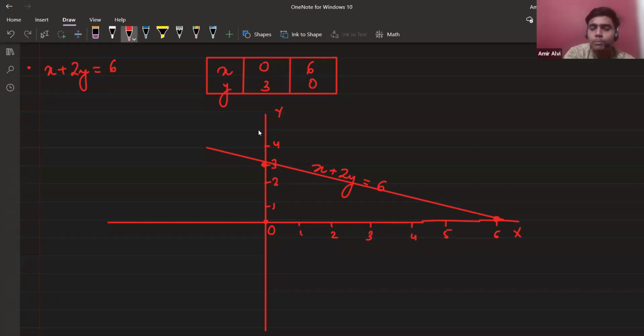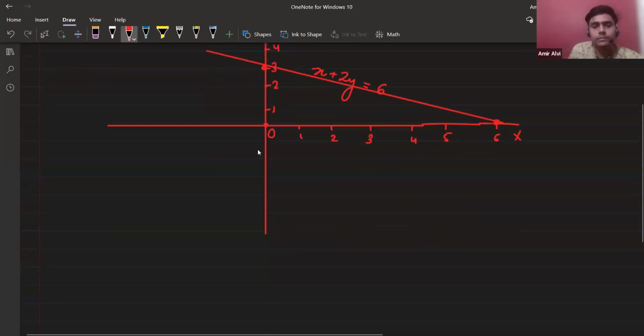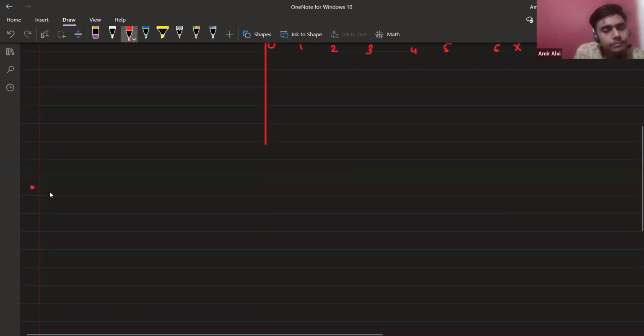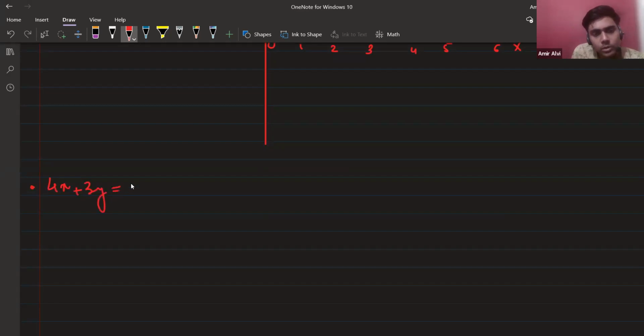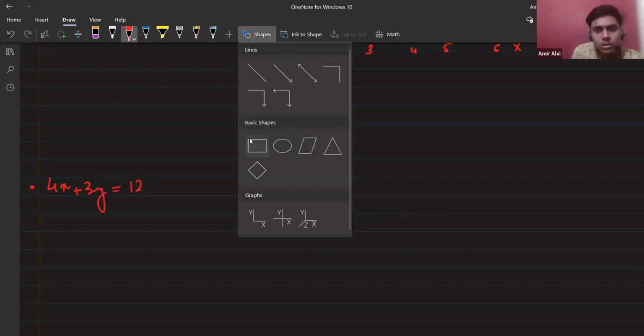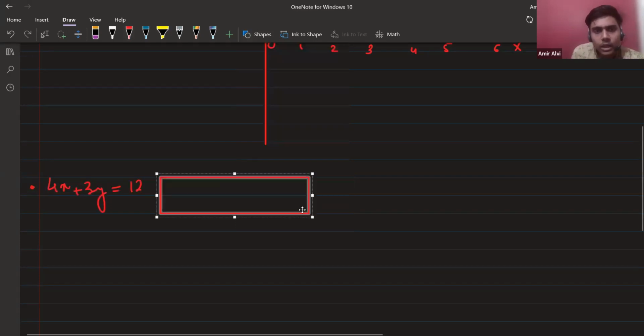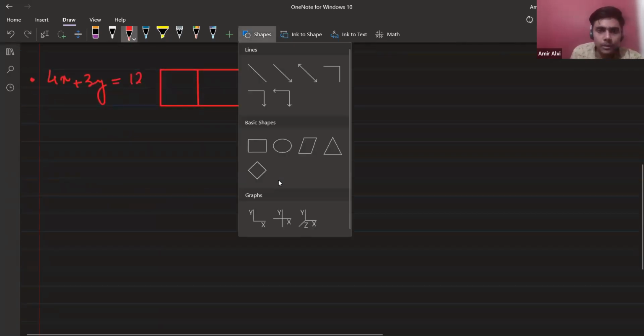Let's take one more example and plot the graph on that. Let me take the same examples from the NCERT itself. Let's take 4x plus 3y equals 12. We need a box for the solution pattern. And how many solutions do we need? Only 2. Two pairs of solutions are enough to draw the graph of a linear equation.